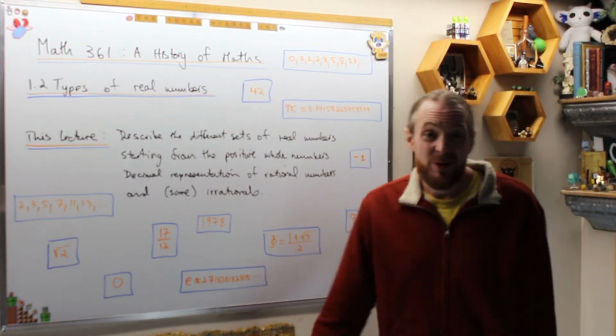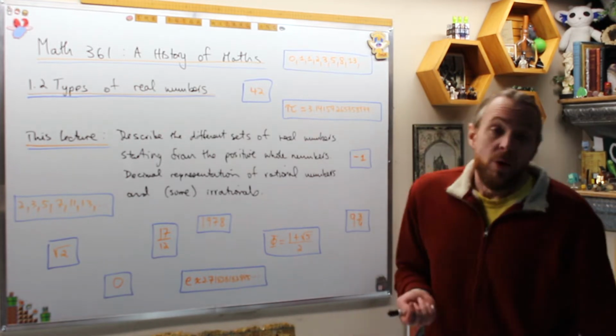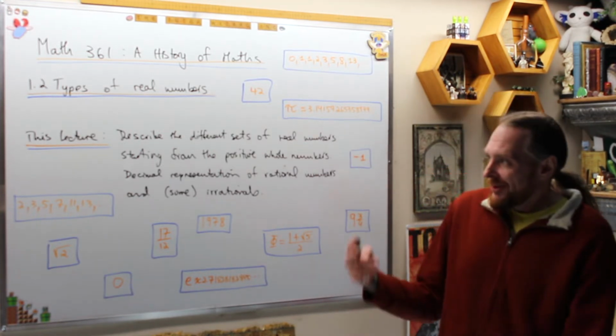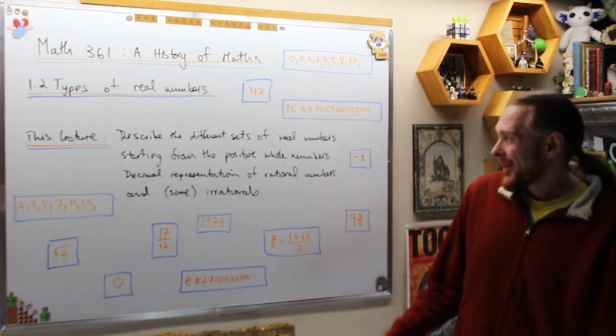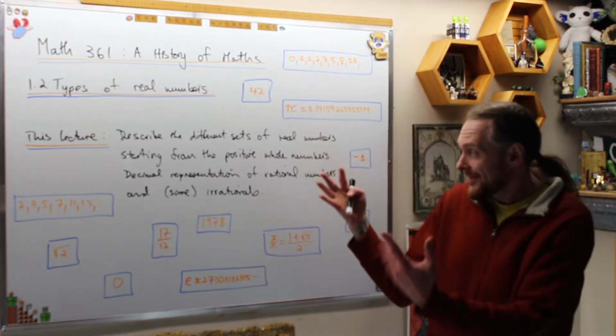We're doing Math 361, a history of mathematics. 1.2 is basically going to be types of real numbers. Specifically, in this lecture, what we're going to do is quickly describe the different kinds of sets of numbers.